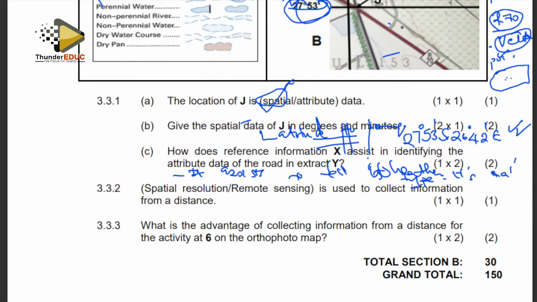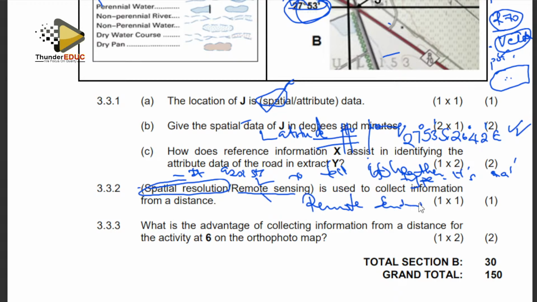Spatial resolution or remote sensing is used to collect information from a distance. I think, learners, you must be knowing these definitions by now. Spatial resolution, we are looking at the electromagnetic spectrum. Then we look at remote sensing. Remote sensing is the only answer that is right. What is remote sensing? Remote sensing is the acquisition of geographical data about the Earth's surface without being in contact with it or from a distance. So the answer here is remote sensing.